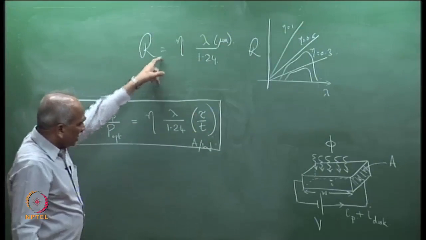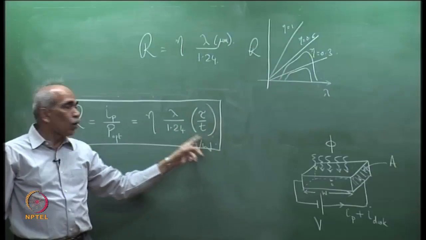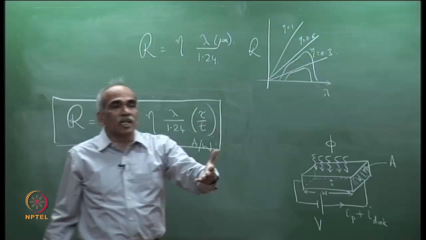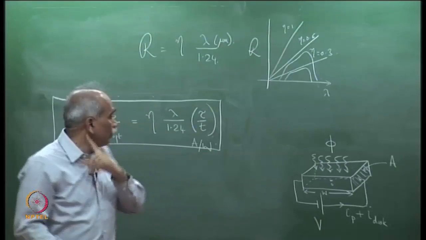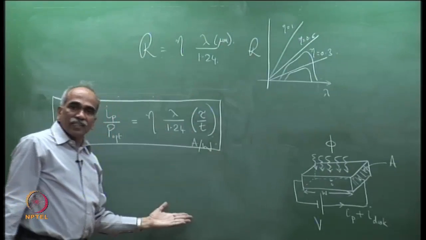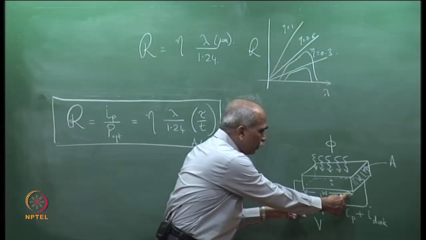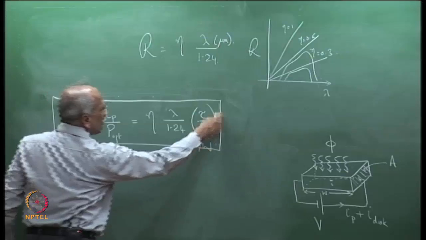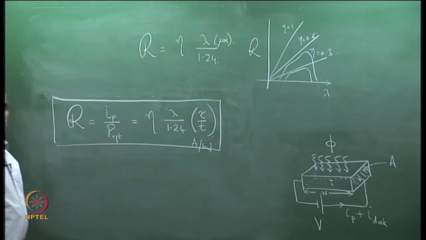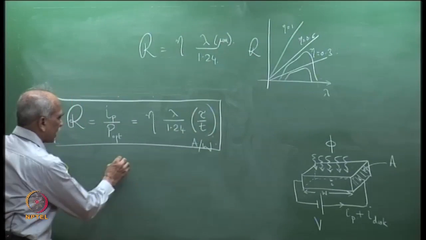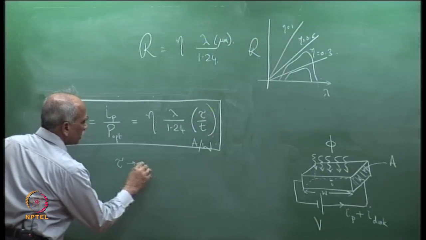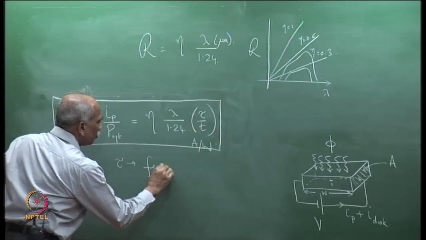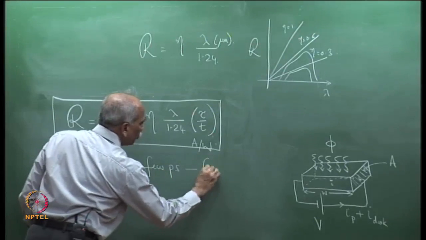Now, we see that there is an additional term tau by T. In all these considerations, we did not take the transit time of carriers into account. In this analysis, we have taken the transit time W divided by V_E. So, because of the transit time, we now have a factor tau by T. Tau is the carrier recombination time. Typically, this could be from a few picoseconds to a few milliseconds.